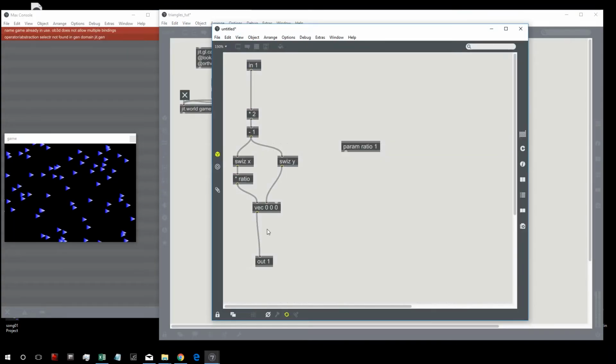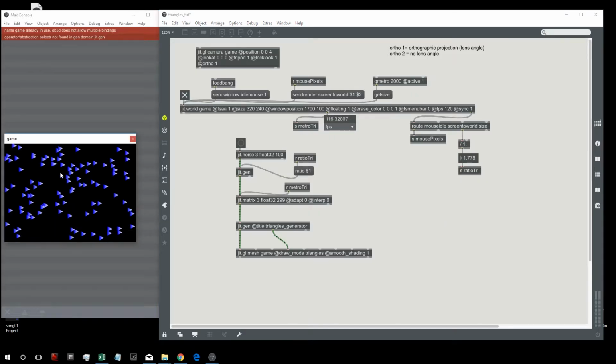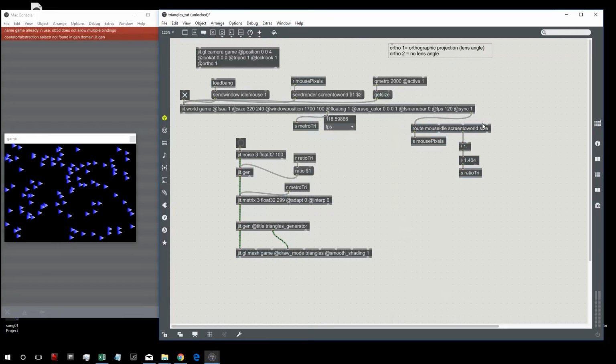So in order to prevent that, let's multiply the output by a number smaller than 1, so this position will get a bit smaller. Let's try. Yeah, that looks good. Actually, we need a way to also bang this jit.noise every time we change the dimensions of our window. For the moment, let's just bang it every time we go full screen.